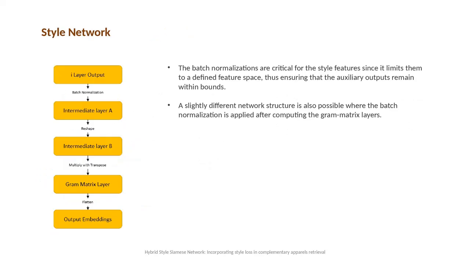This is our style network. It is important to note that we pass the feature maps from the initial 4 layers through batch normalization in order to restrict the feature values to a small space. It thus prevents the style loss from going out of bounds during training.